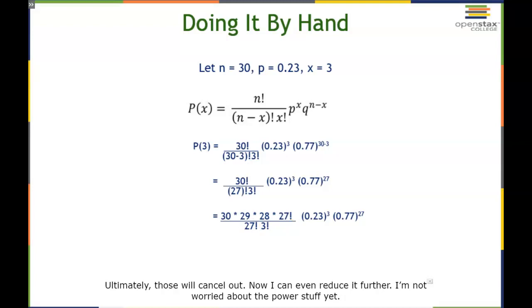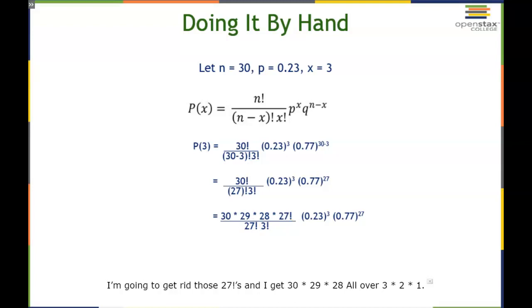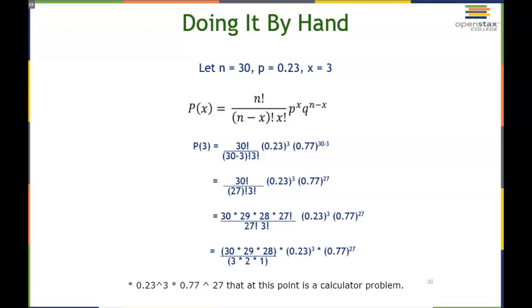Now I can even reduce it further. I'm not worried about the power stuff yet. I'm going to get rid of those factorial of 27, and I get 30 times 29 times 28 all over 3 times 2 times 1 times 0.23 to the third times 0.77 to the 27th. That, at this point, is a calculator problem.